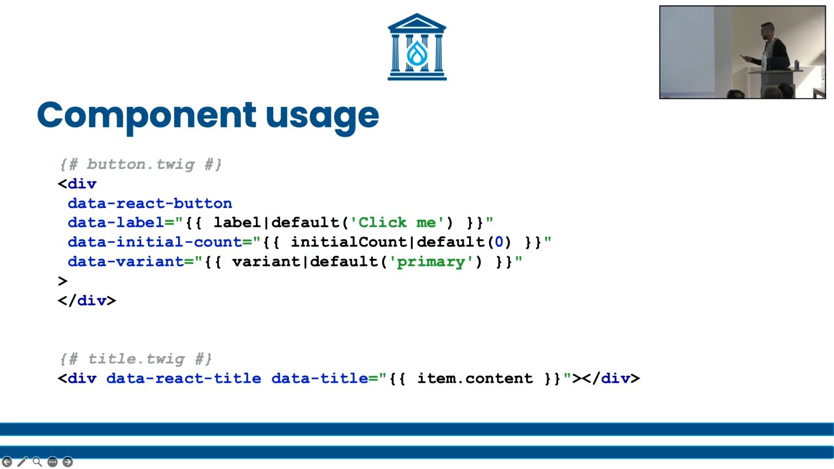Here is how we define our component Twig to pass the data to React. So we have the data-react-button attribute, which helps us to append our React application with data-label, data-initial-count, and data-variant. We pass the props that are label, initial count, and variant. We also have the default value here.